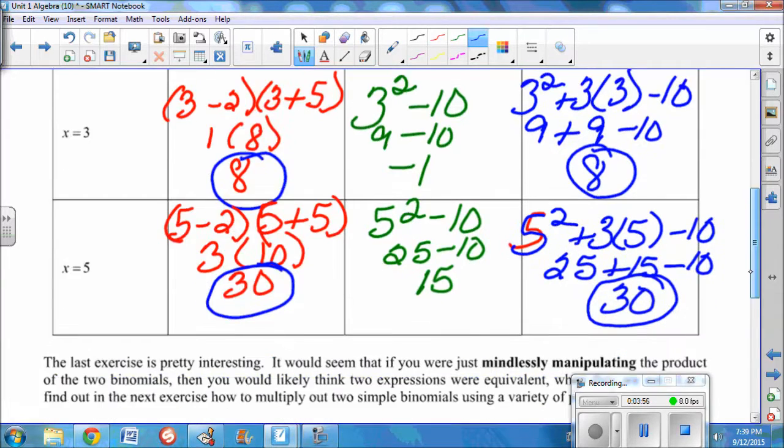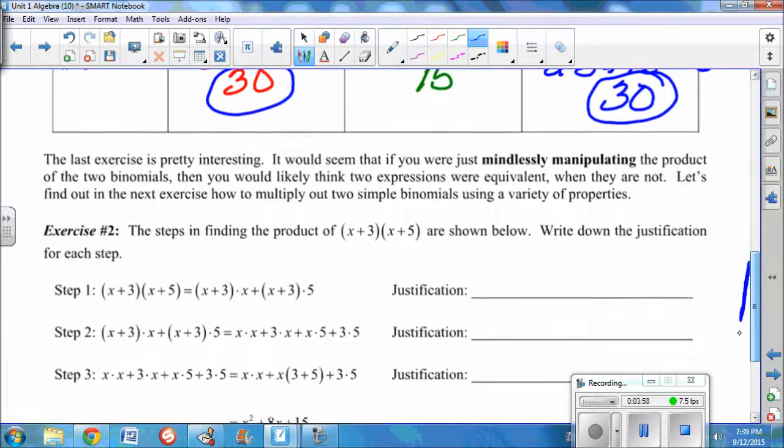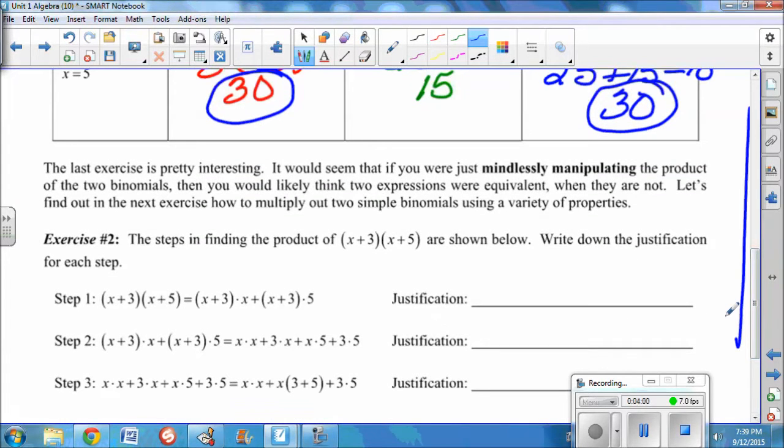All right, so let's continue on. It says it would seem that if you were just mindlessly manipulating the product of two binomials, then you would likely think two expressions were equivalent when they're not. Let's find out in the next exercises how to multiply out two simple binomials using a variety of properties. So when I look at my example, I've got x plus 3 times x plus 5. Write down the justification for each step.